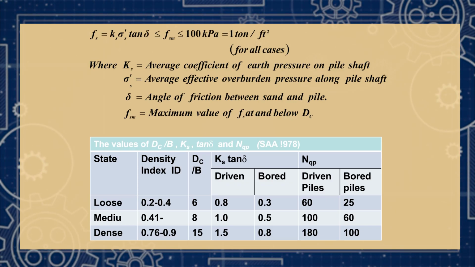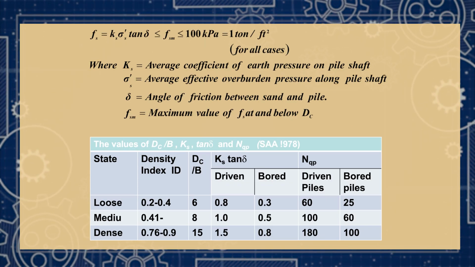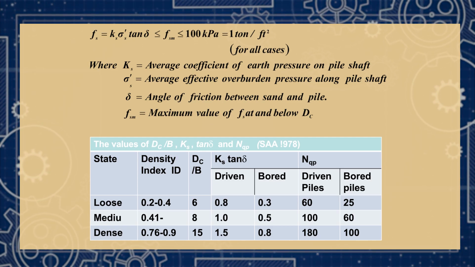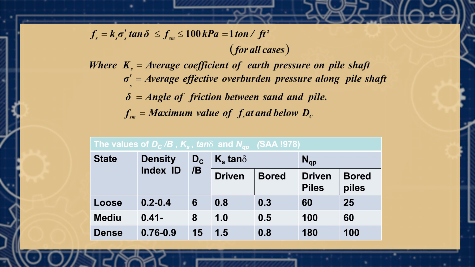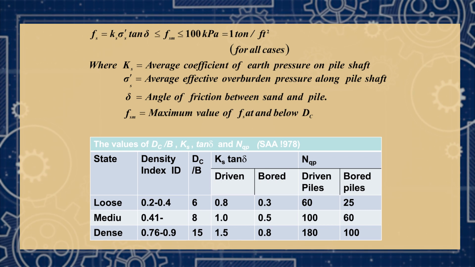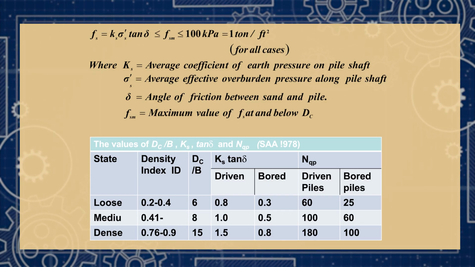If you see, for different types of soil stratification, loose, medium and dense, the density is also given. For different types of material like driven or bored pile, you can take this K value as per this, and the bearing capacity factor is also given.